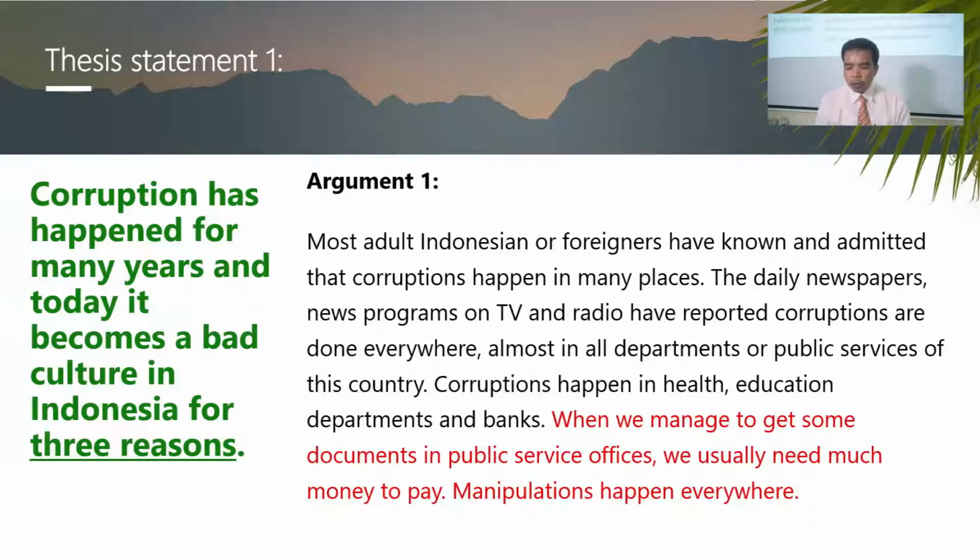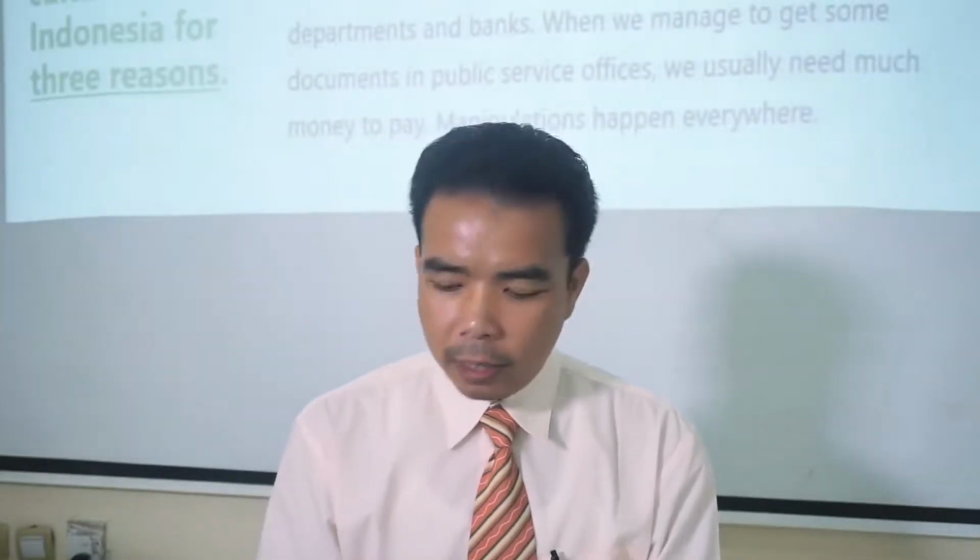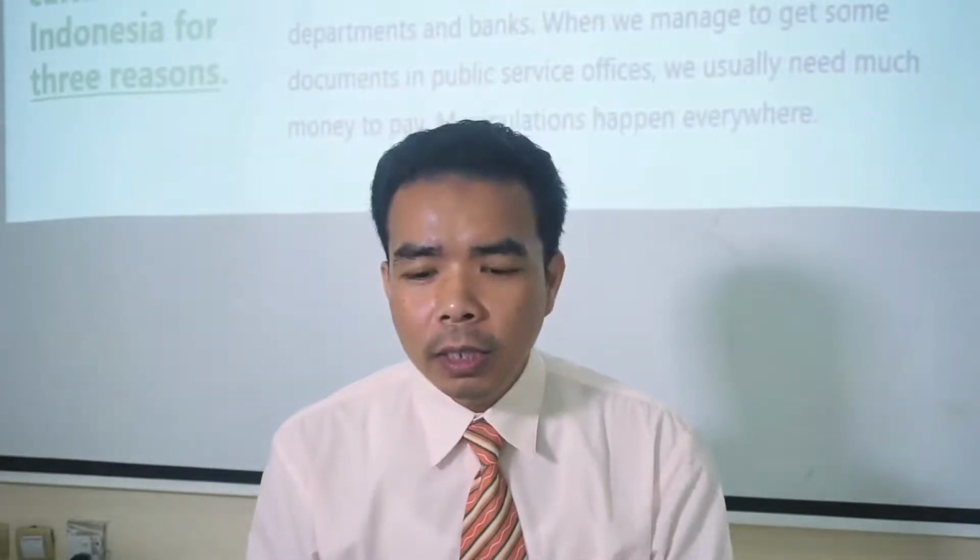Now, when we manage to get some documents in public service offices, we usually need much money to pay. Manipulation happens everywhere. This is what we call examples. So you have to support your first argument with reasons, evidence, and also examples that show the corruption has happened in that area. Stay tuned with me. Now let's move on to the second argument.